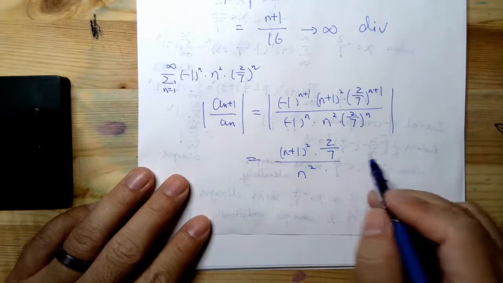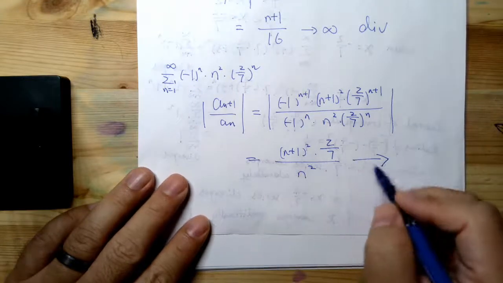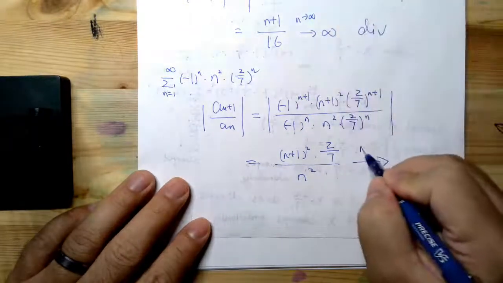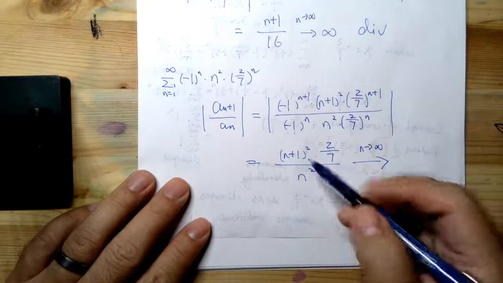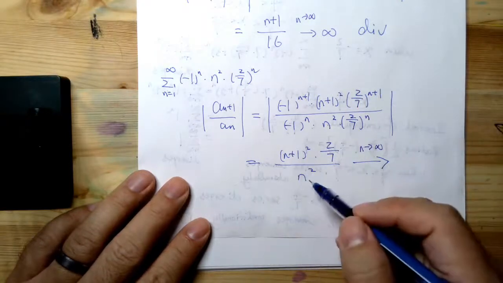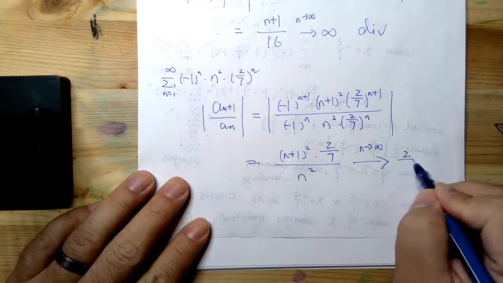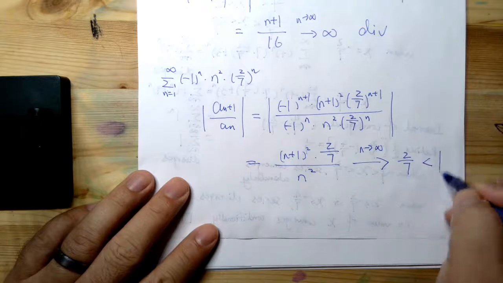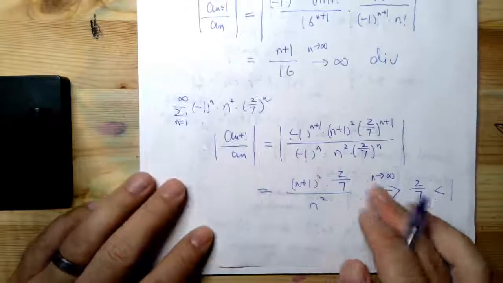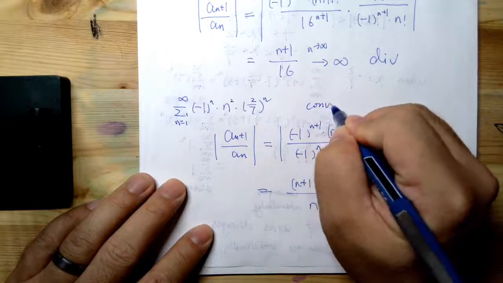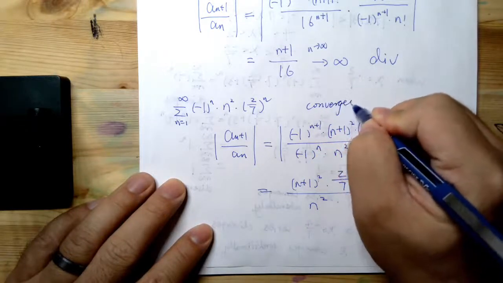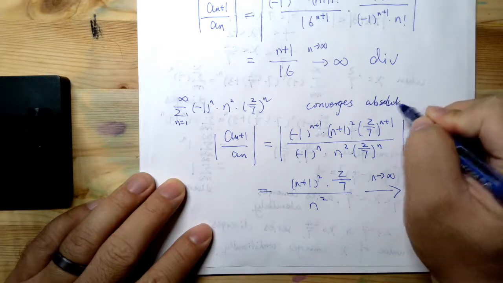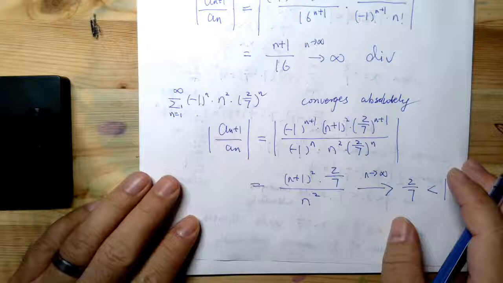As you can verify, when we evaluate this limit as n goes to infinity, this part is going to be 1 based on L'Hopital's rule, so the limit turns out to be 2/7. This ratio is less than 1, so we can conclude that the series converges absolutely.